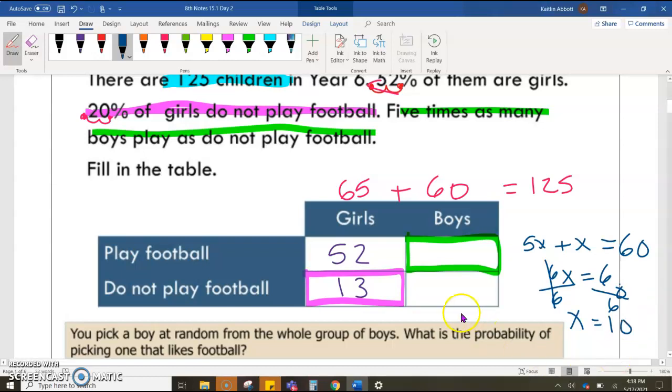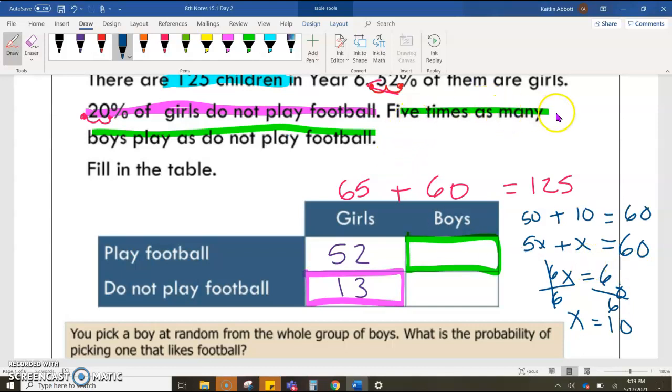Now, 10 is not the answer for this. That is just what x is. And so x, we said 5x plus x. So 5 times as many boys play as do not play football. So if we plug this back in, what's 10 times 5? That's 50 plus 10 equals 60. And 50 plus 10 does get us 60. So 5 times as many boys play football as do not play football.